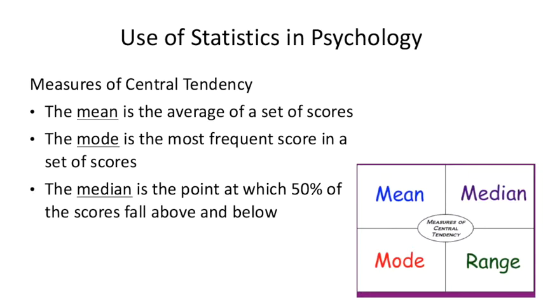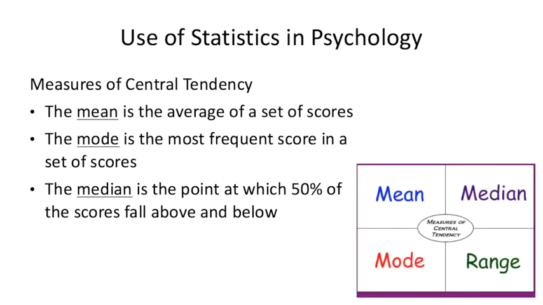The median, on the other hand, is the number that exactly splits the data set down the middle. So exactly 50% of the scores fall below and 50% of the scores fall above that particular median. I'll give you that same example. You have 3, 5, 8, 8.